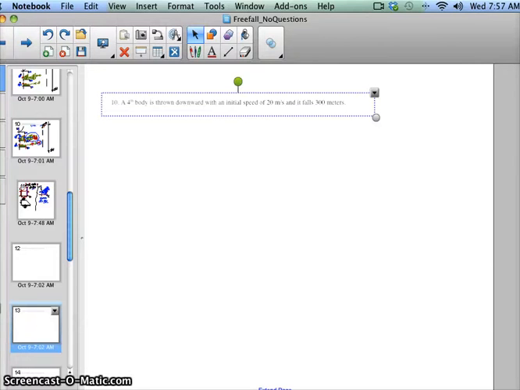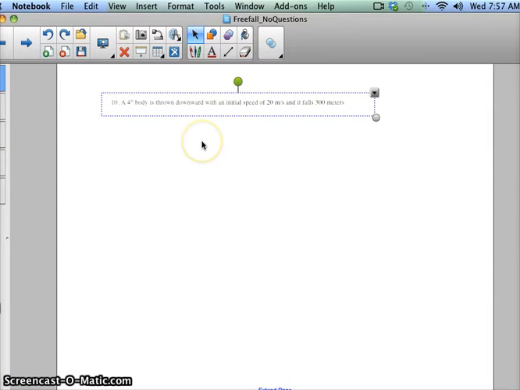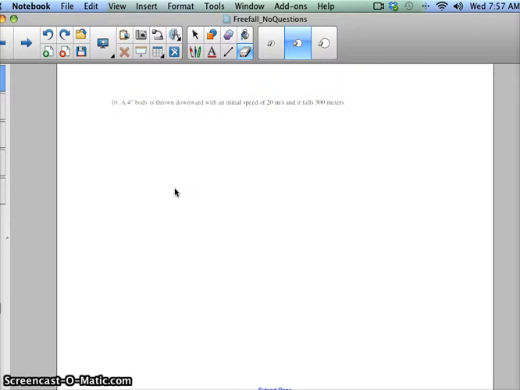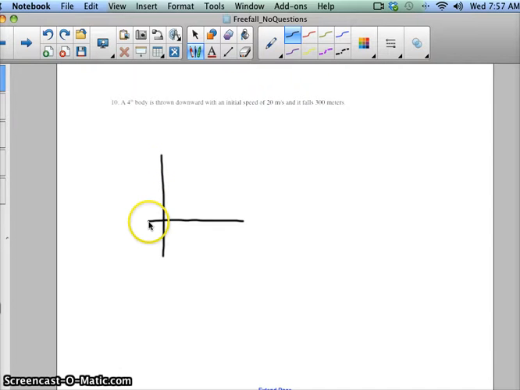All right. So I wanted to help you out with number 10. Let's see here. We're talking about an object thrown downwards with initial speed of 20 meters per second, and it falls 300 meters. Okay? So I'm just going to focus on the graphs right now. And I'm just going to focus on your velocity-time and your acceleration-time graph.